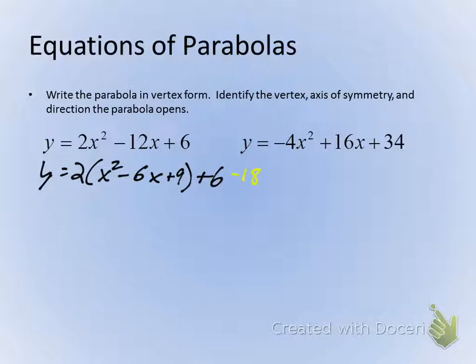Okay, completing the square is very important in this chapter. Very important. y equals 2, factor that perfect square trinomial, (x minus 3) squared. Combining like terms gives you minus 12.